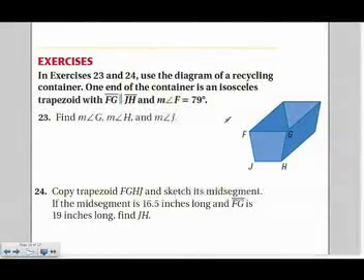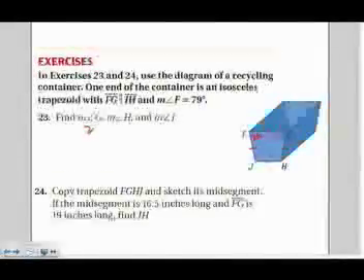23 and 24, use the diagram of recycling container. One end of the container is an isosceles trapezoid. That means that these two sides are congruent. And FG is parallel to JH. Measure of angle F is 79. This is 79 degrees. Now, if it's an isosceles trapezoid, the base angles are congruent. All right, find the measure of G, H, and J. Well, G is 79.